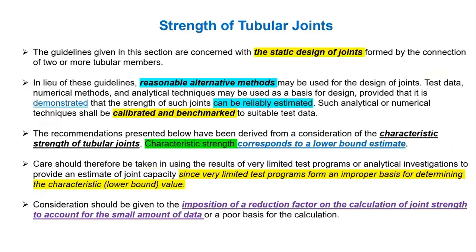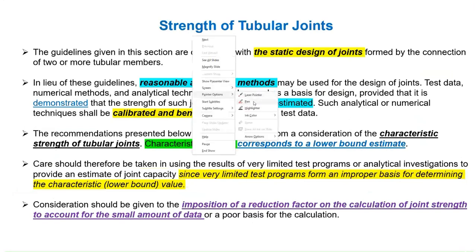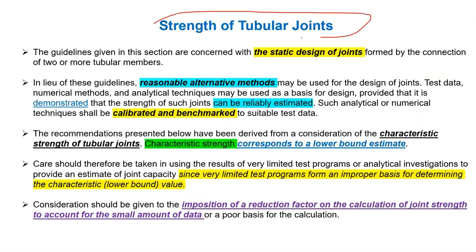So mainly here, what I was trying to explain is the strength of tubular joints, where we have all our offshore CAN members. You know, right? CAN members, brace members and CAN. This CAN member, how we are designing it. That's the main topic for this presentation.